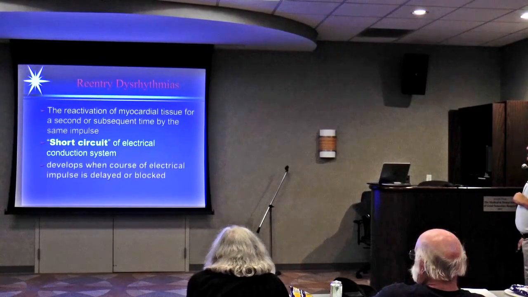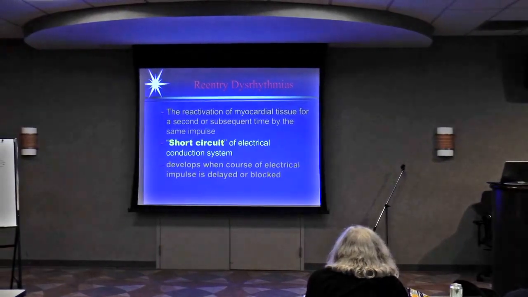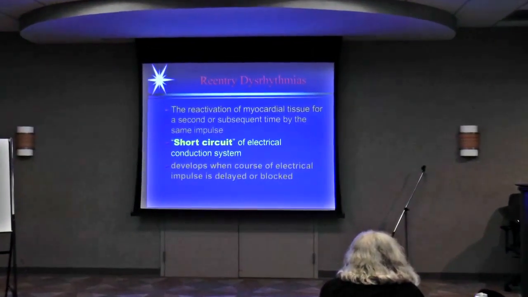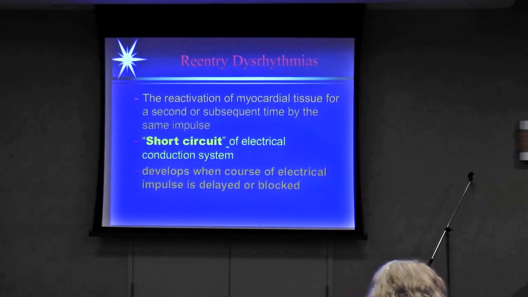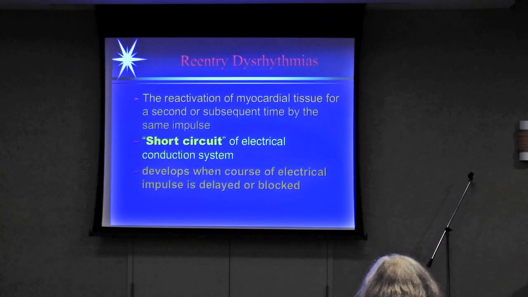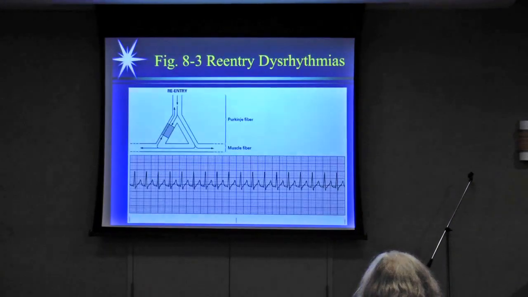Okay, so the reentry dysrhythmias. Now we're going to start talking about where impulses originate and take over and make the heart start beating very, very fast, okay? Here they use the term short circuit the electrical system. So they basically take over the conduction system and run out of control, and the person goes into a tachycardia, okay? So this is what winds up happening.